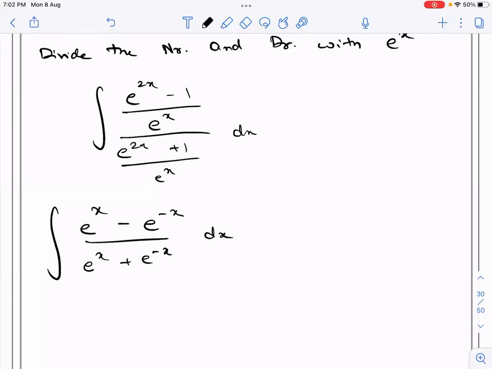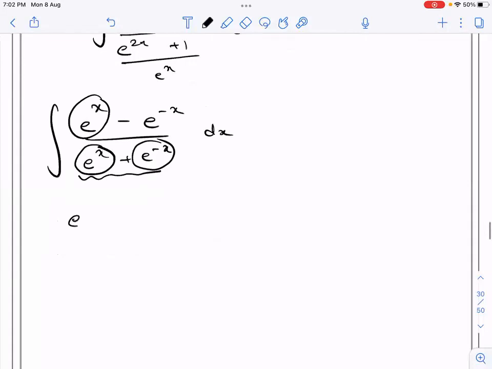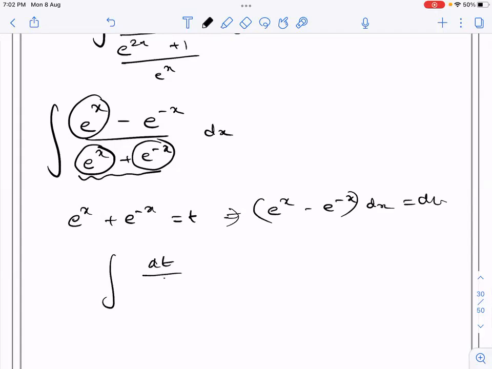Did you understand what happened? Now if you observe one thing, if the denominator is t, the numerator is exactly the derivative of t, because the derivative of e power x is e power x, and the derivative of e power minus x is minus e power minus x. So if I substitute e power x plus e power minus x as t, then e power x minus e power minus x dx is equal to dt, and this becomes integral of dt divided by t, which is log of t plus c. But what is t?